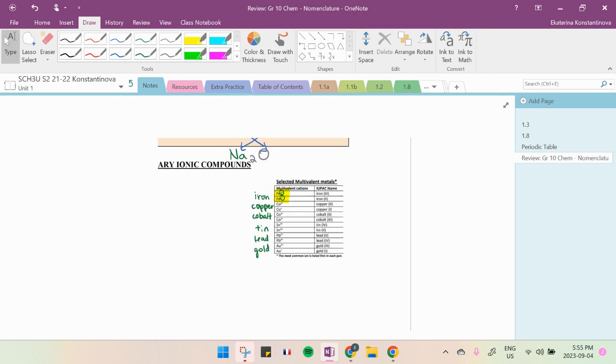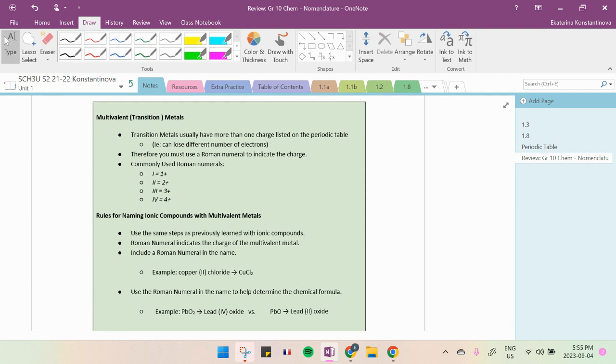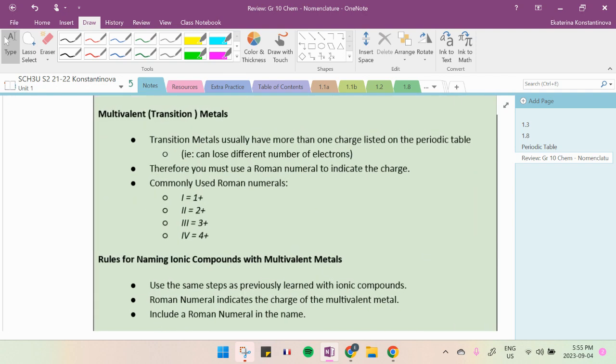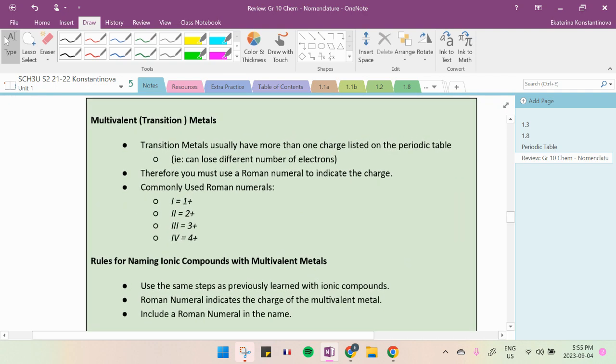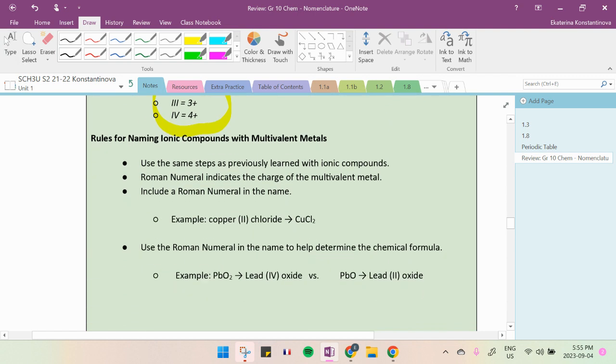So let's take a look at the steps. Remember that transition metals usually will have more than one charge listed on the periodic table, which means they can lose different numbers of electrons. So in order to differentiate, you need to use a Roman numeral to indicate the charge. Here are the most commonly used Roman numerals, and we write them in brackets between our metal and our nonmetal when we're naming. Let's go through the steps. For naming, first use the same steps as previously learned for simple ionic compounds. Then you're going to use Roman numerals indicating the charges of the multivalent metal. Include the Roman numeral in that name.